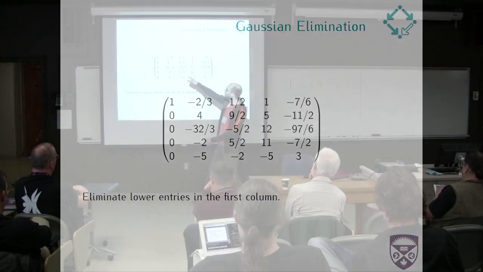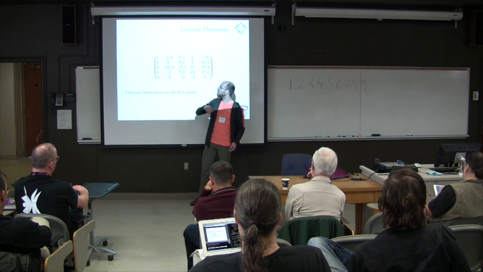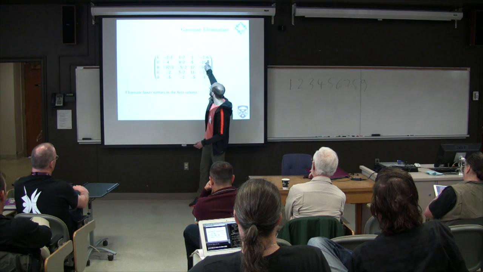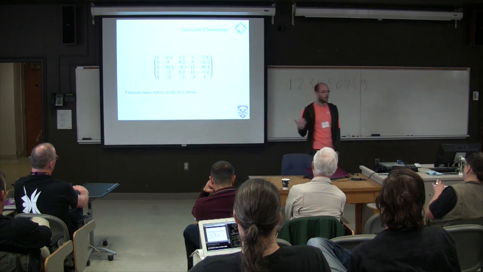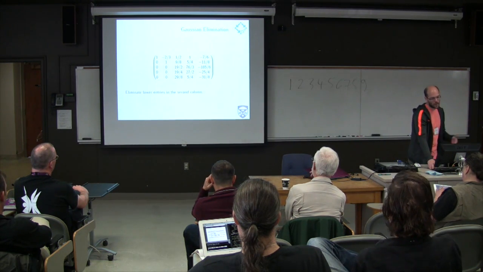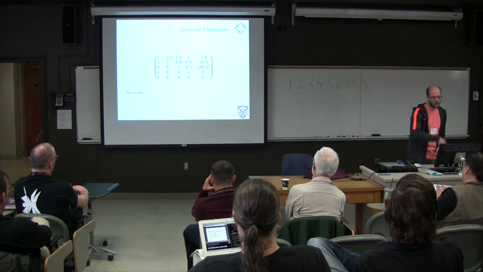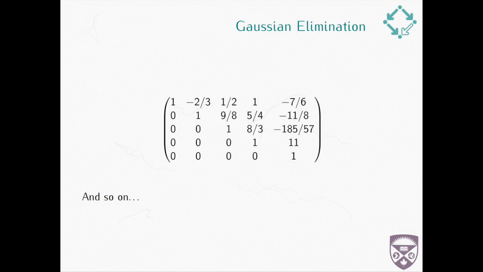There's only one non-trivial entry in that column, and then we just repeat the same with this submatrix here, where we ignore the first column and the first row. So again, we choose a pivot, and we eliminate everything. And if you go on like this, you'll eventually end up with an upper triangular matrix like this here.